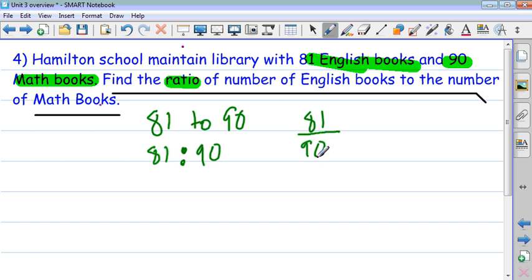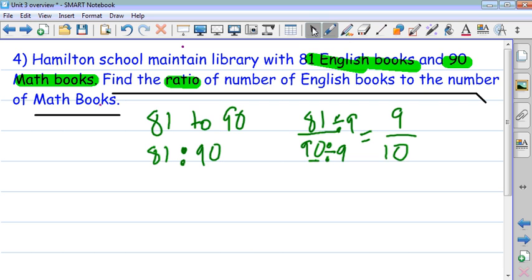90 is an easy number. Any number that ends with 0 is easy to divide. And I know 90 can be divided by 9. And when I do the bottom, I got to do to the top. So what I'm going to get, 81 divided by 9, it's going to get me 9. And 90 divided by 9 is going to get me 10. So what I'm going to have is 9 to 10.